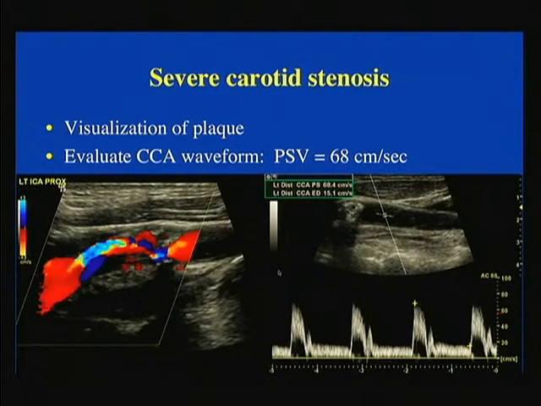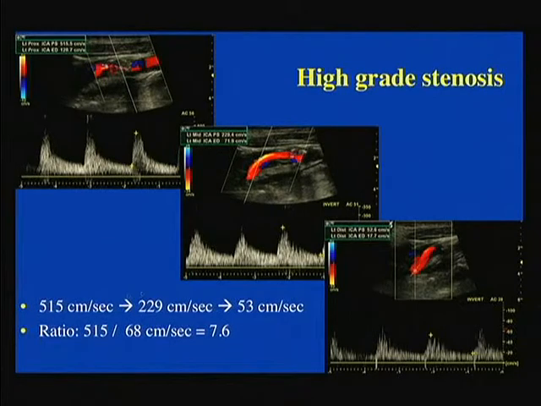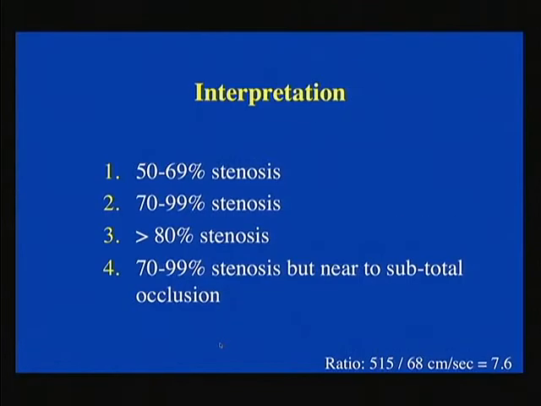Okay, well, things can happen though. Let's look at this one case. So we have a nice plaque. We have peak systolic velocity in the common of 68 before the lesion. At the lesion it goes up to 515, goes down to 229, goes back down to 53. The ratio is 7.6. So I think we're comfortable with a really high-grade lesion. Now, again, with this ratio of 7.6 and the peak systolic velocity of 515, are we allowed to say anything?